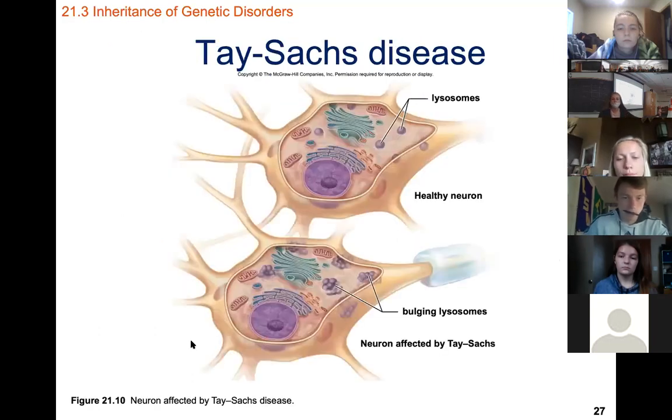So I'm not an expert on Tay-Sachs disease, but here's a picture of the neuron and how it's affected by Tay-Sachs disease. You can see that there's normal lysosomes in the top picture, and on the bottom we have this bulging lysosome, and it affects the neuron, it affects the function. Think about just like if there's a roadblock on your way to the post office, it's going to affect you getting to send that message or that mail.